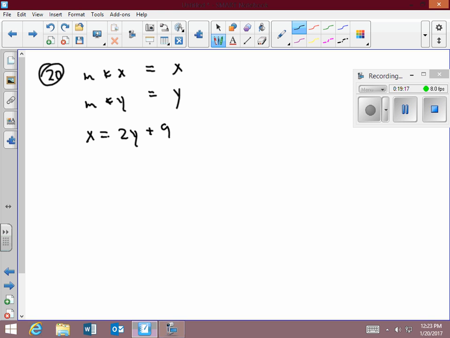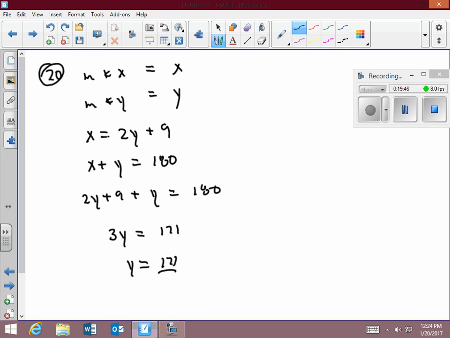And X and Y are supplementary. So X plus Y is 180. Have I done it right so far? 2Y plus 9 plus Y equals 180. So 3Y, now I subtract, 171. 3 5 15, 21 is 7. So Y is 57 degrees.